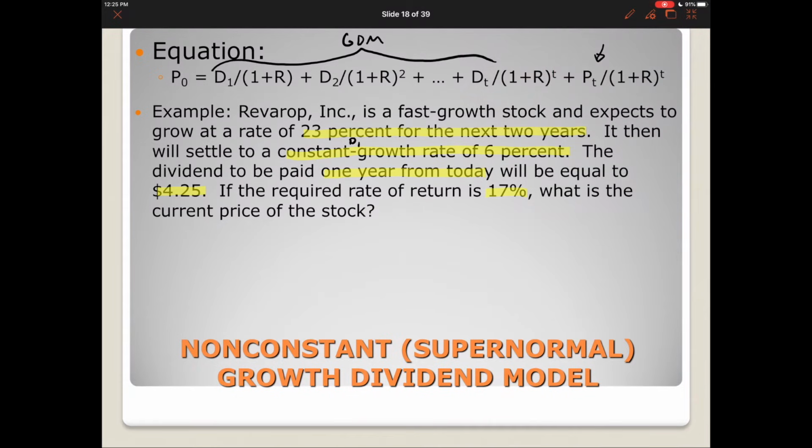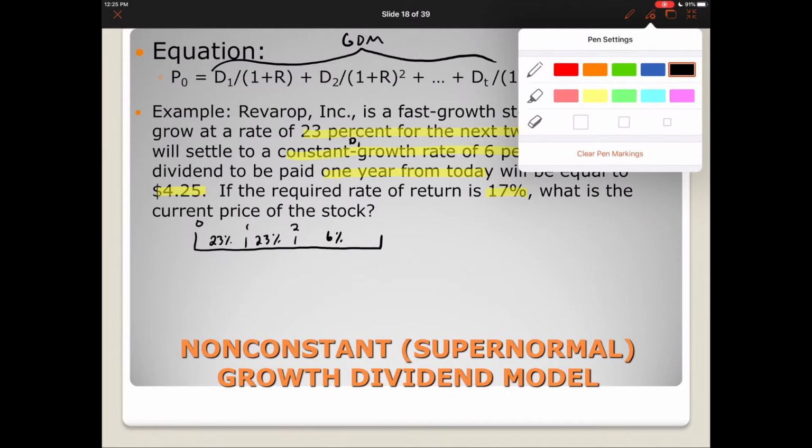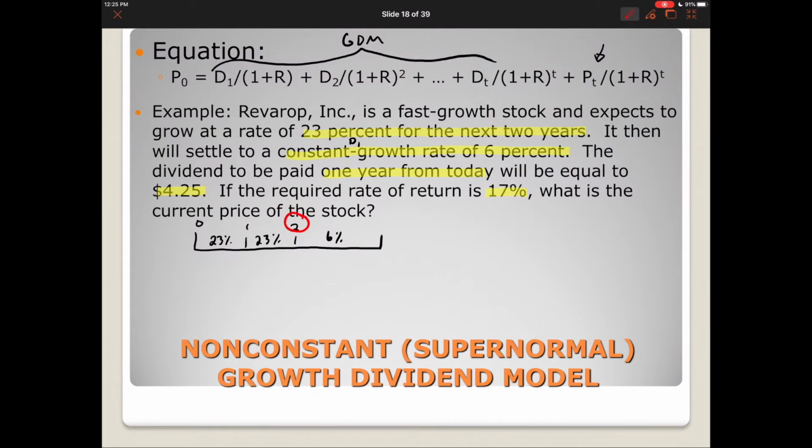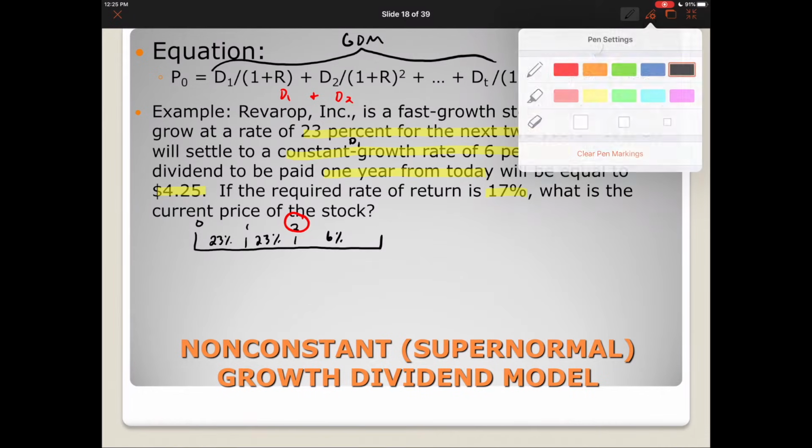So let's draw a timeline and showcase what we're actually doing here. On our timeline, for the first 2 years, they are going to be growing at a growth rate of 23%. Then they will settle down into a constant growth rate of 6%. As I mentioned, the first thing that you need to identify is when does the constant growth occur? The constant growth occurs at the end of this second year. So we'll have to find the price, if we look up at the equation, at time 2, and we will need to find the dividends, D1 and D2, during the non-constant growth.